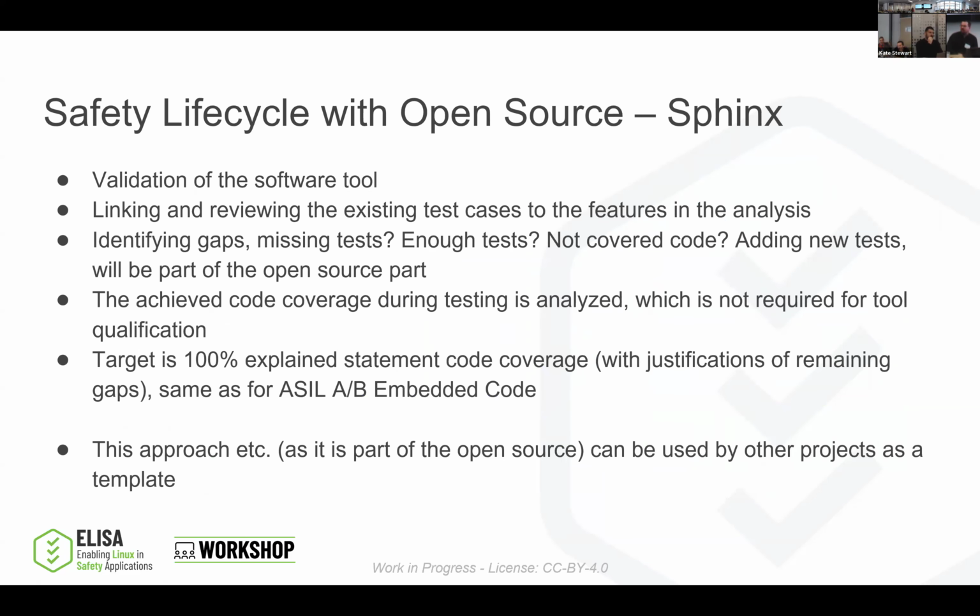This whole approach of how we do this classification and qualification is completely written out there. You can take a look also at Ferrocene, for example. There's also completely described this approach on the qualification of the compiler. The same applies here, very similar. In this case, you can really use also this Sphinx project as a template for your own tool qualifications that you're doing. You can do the same thing, so to speak, for other tools as well.